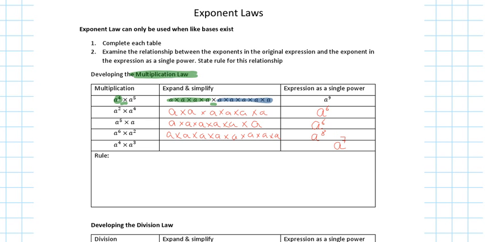Does that work only if the bases are the same? Correct. If the bases are different, you can't add them. If I have, let's say, a squared times b to the power of 4, that would be a times a times b times b times b times b. I can't add them. It's not the same letter. So this stays as a squared times b to the power of 4. There's nothing I can do. So you have to have the same base for this rule to work.